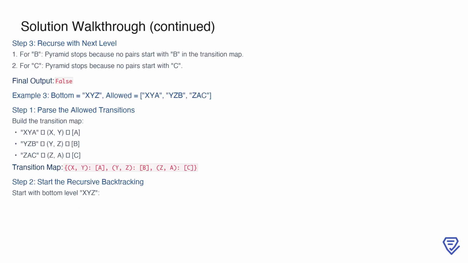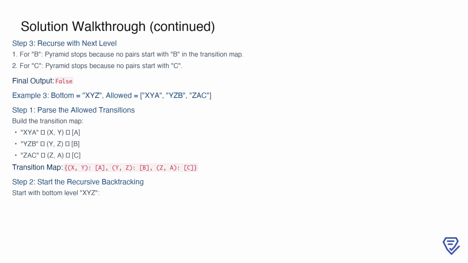paths. For the first possible next level, B, the pyramid construction halts immediately because there are no transitions in the map that start with B. Similarly, for the second possible next level, C, the pyramid construction also halts because no transitions exist for pairs starting with C. Since neither path leads to a valid pyramid, the output for this example is false.